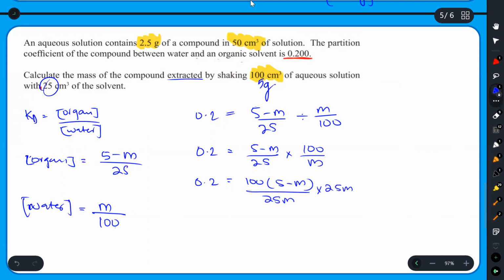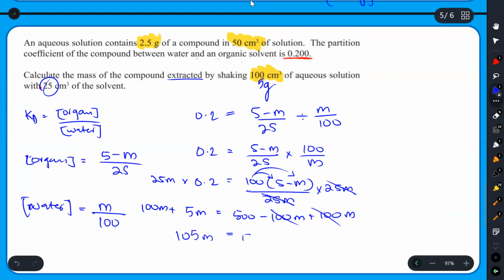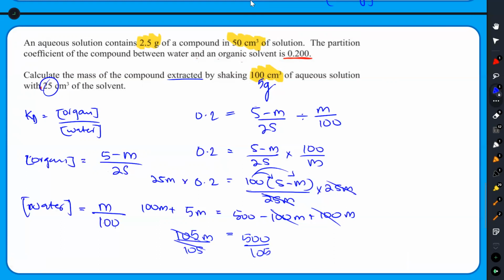We'll multiply by 25m on both sides just to keep the equation balanced. So 25 times 0.2 is 5m, being equal to, distributing the brackets, 100 times 5 is 500, and 100 multiplied by negative m is negative 100m. We'll add 100m to both sides to cancel it out. So we get 105m being equal to 500. Dividing both sides by 105, 500 divided by 105 gives you m, which is 4.7 grams.